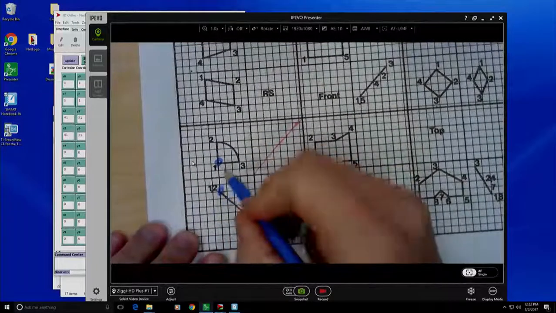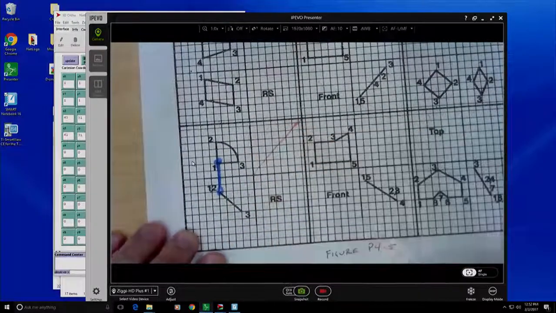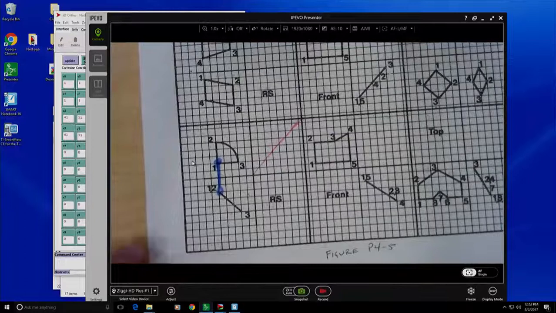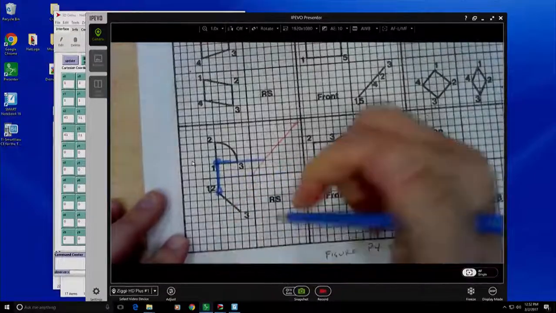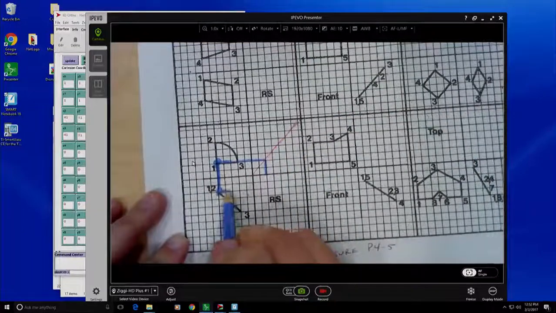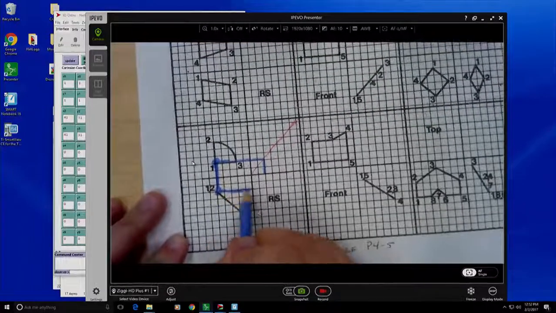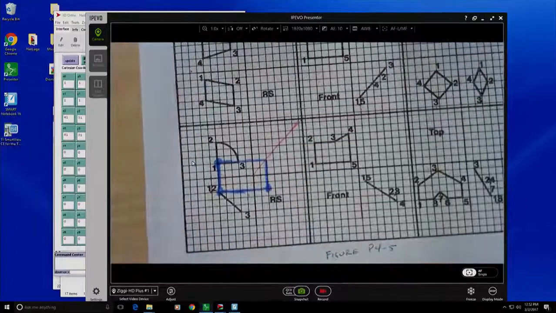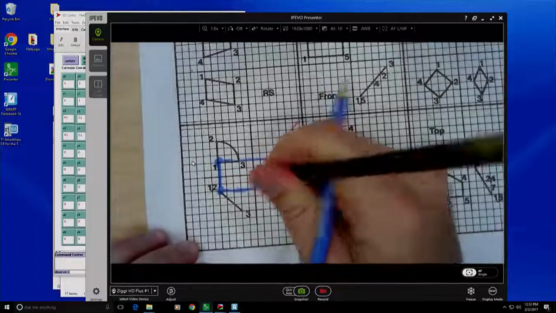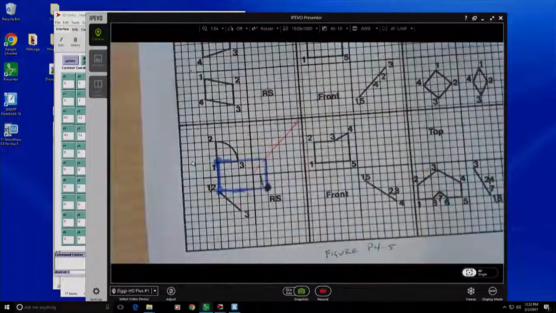Make sure that the points line up on the X coordinate. They share an X coordinate. Find the Y coordinate off of the miter line and find the Z coordinate off of the front view. And there we've established point 1. Move on to point 2.